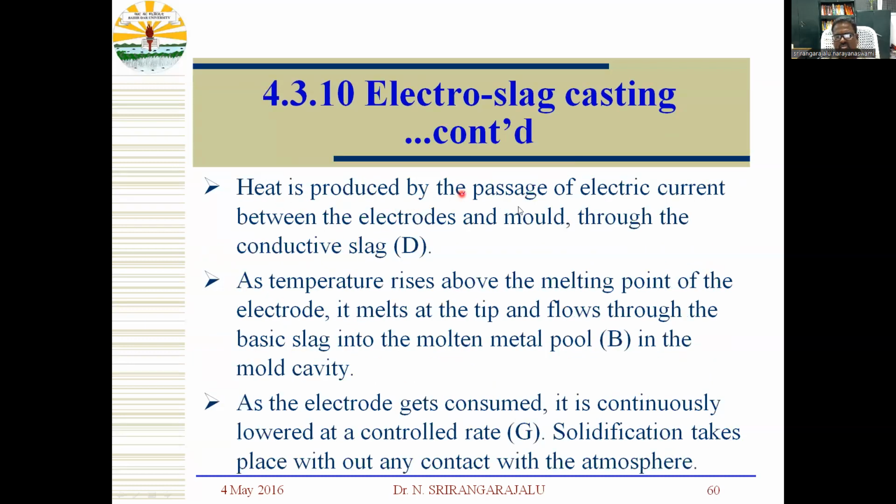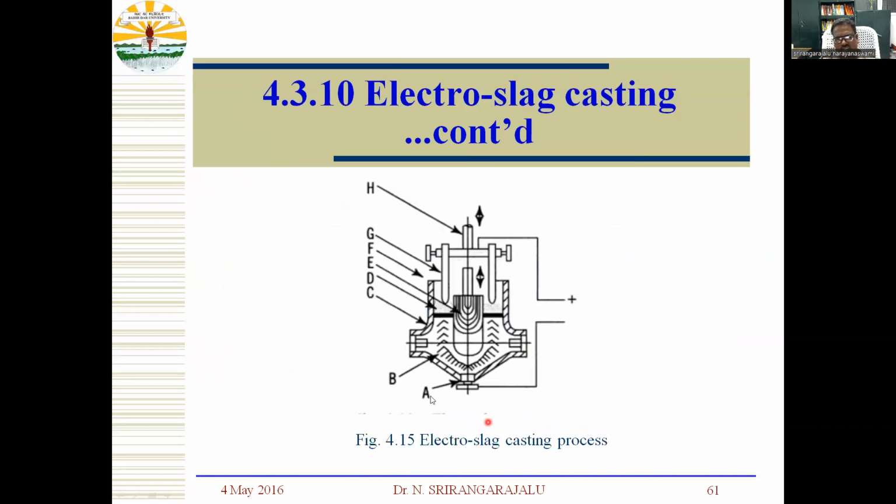Heat is produced by the passage of electric current between the electrodes and mold through the conductive slag D. The temperature rises above the melting point of the electrode. It melts at the tip and flows through the base slag into the molten metal pool B in the mold cavity. As the electrode gets consumed, it is continuously lowered at a controlled rate G. Solidification takes place without any contact with the atmosphere. So this is the electro-slag casting.